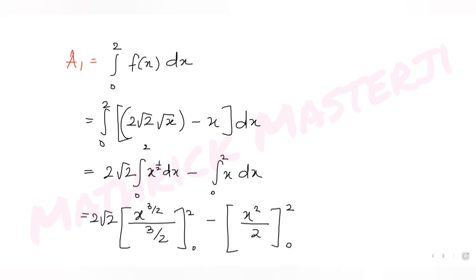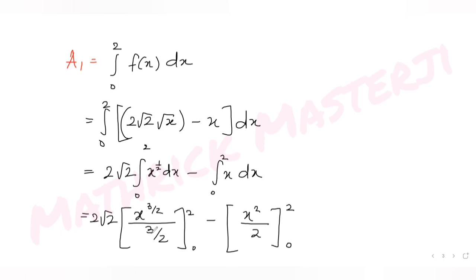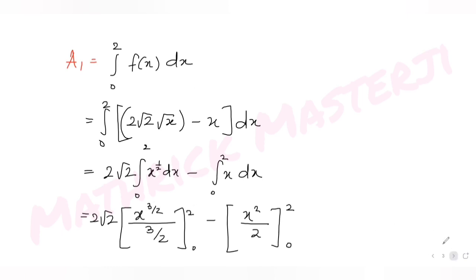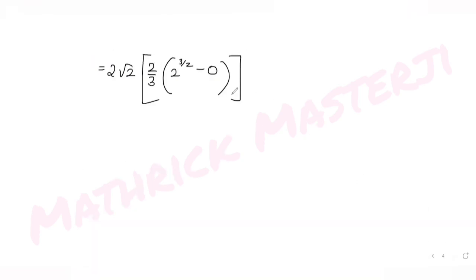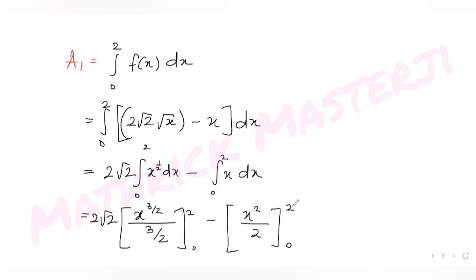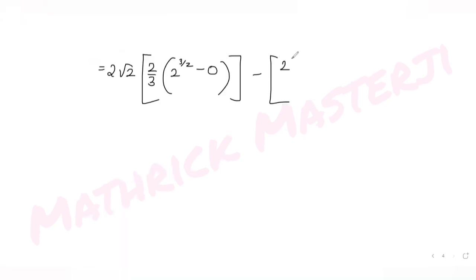Okay. So from here I get the first one, 2 root 2, x raised to 3 over 2 divided by 3 over 2. So from here I get 2 over 3, x raised to 3 over 2. So 2 raised to 3 over 2 minus 0, and minus x square over 2. So 2 square over 2 minus 0. So from here I get 2 root 2, 2 over 3, 2 raised to 3 over 2.